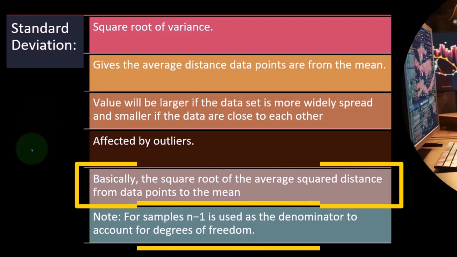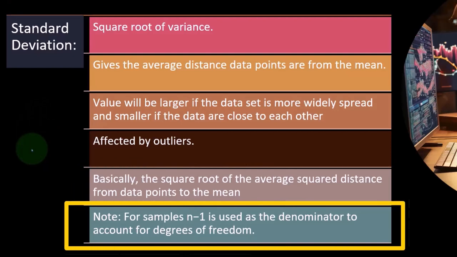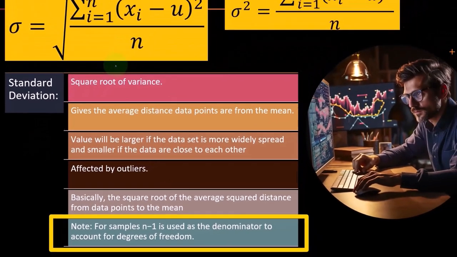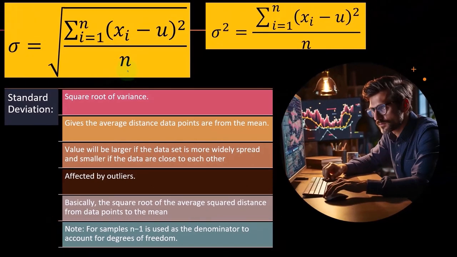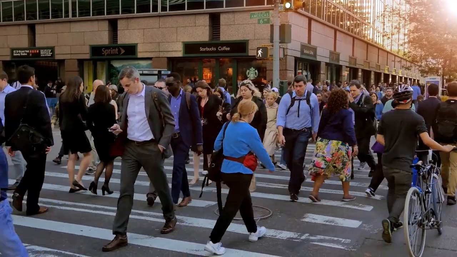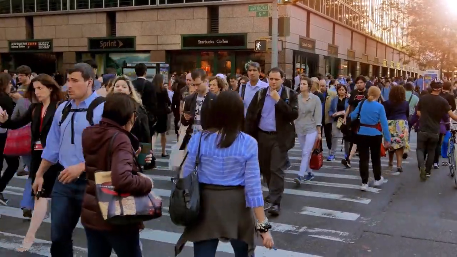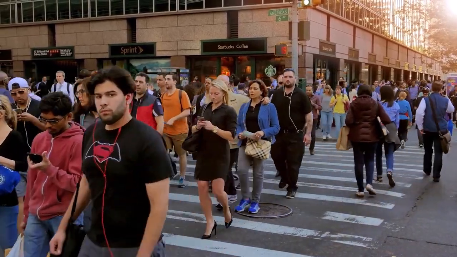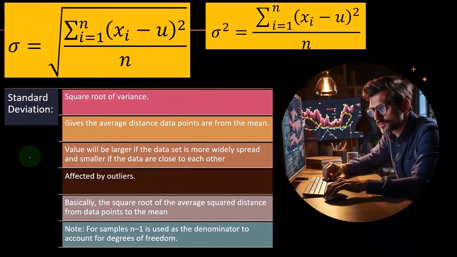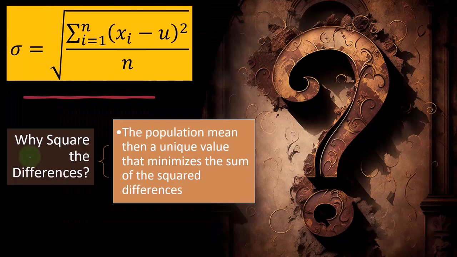Note, for samples, n minus 1 is used as the denominator to account for degrees of freedom. So we're dealing with a population here. You might see a similar formula for standard deviation, but in the denominator, you've got n minus 1. That's because there's a difference between taking the standard deviation for the entire population, where we have all the data for the entire population, versus a sample, where it's a sample of data from the population. We'll talk more about that in future presentations. Right now, in this section, we're generally focused on data which we are imagining to be the entire population.